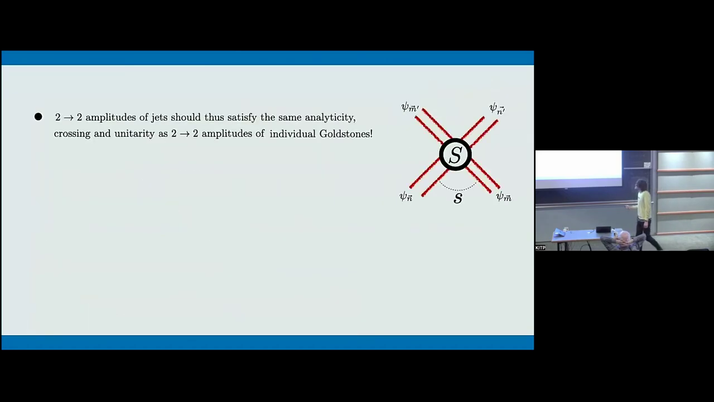So our strategy will be to consider the 2-to-2 amplitude of these jets, and because of this kinematical fact, we should expect that their amplitudes indeed satisfy the same analytic, crossing and unitarity properties of the 2-to-2 amplitudes of individual Goldstones, where we now need to treat these jet wave functions as an additional flavor index for the S matrix.